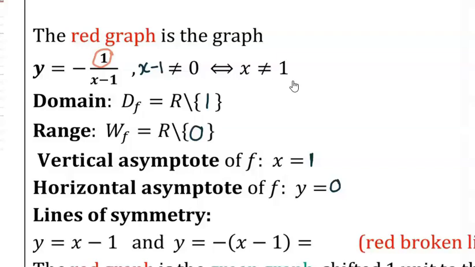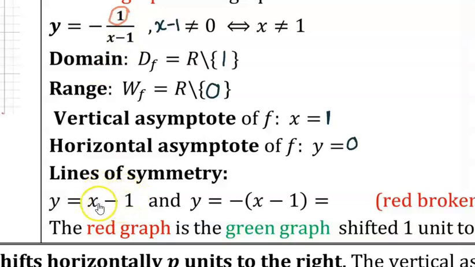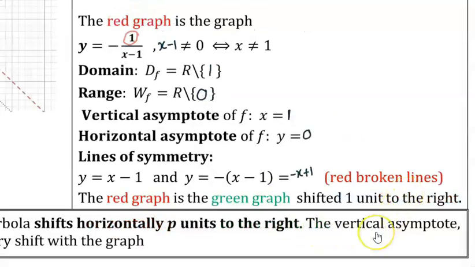For the lines of symmetry, we simply take the denominator and put that there, and then we take the negative of that, because in this case we do not have a q value. So this is then minus x plus 1. In this case, the red graph is the green graph shifted 1 unit to the right, because our p value is equal to plus 1, which is positive. That's why we move to the right.